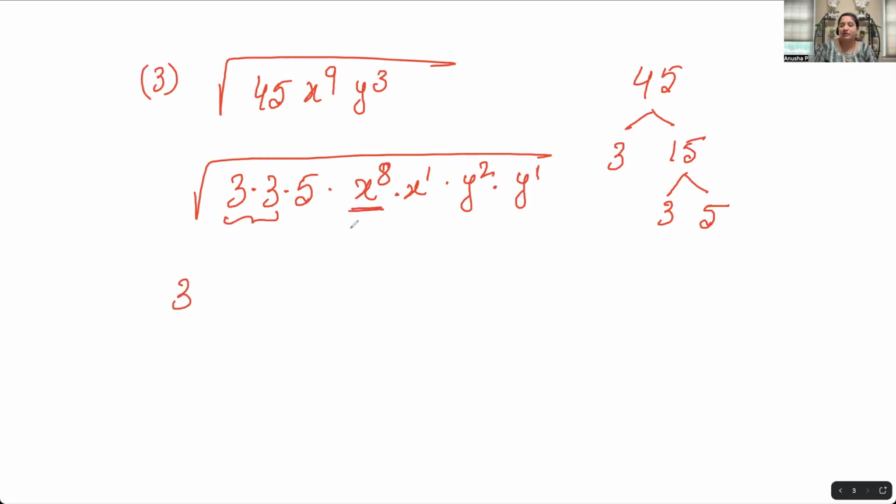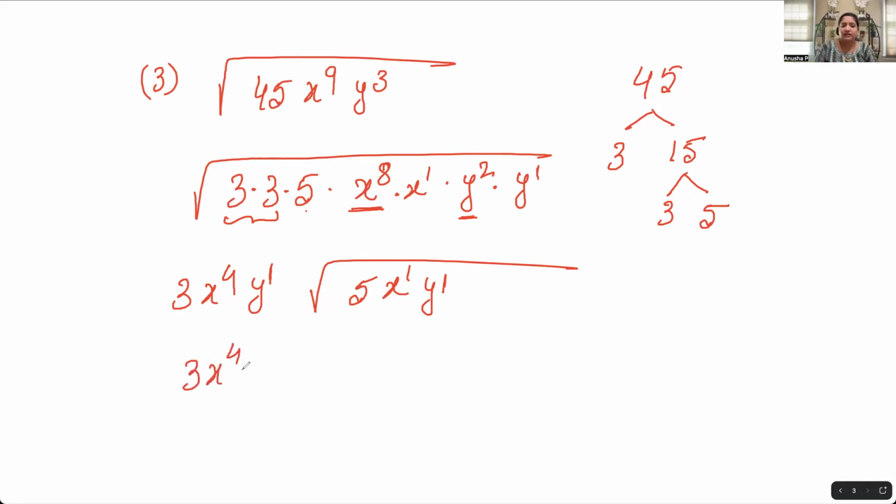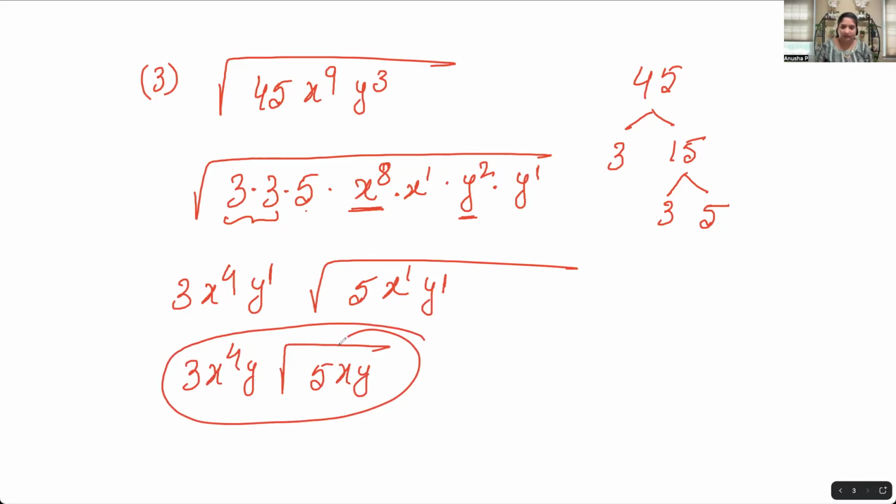X to the power of 8, 8 divided by 2 is x to the power of 4. And inside the radical, till now, we are left with 5 and 1 x. For y to the power of 2, the square root is 2 divided by 2, which is y to the power of 1. We have x to the power of 1 and y to the power of 1, but y to the power of 1 is just y, okay? The final answer we can write as 3x to the power of 4 y, root 5x.